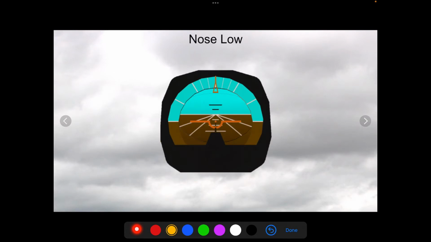For a nose low attitude, again, now the center of this artificial aircraft is in the brown. It's below this artificial horizon. So if we could see out the window like this, the top of our nose would be something like this, below that horizon that we see out there. But we can't see it in this case, so we've got to use the attitude indicator. And in this case, brown is the ground. You can kind of remember that: if your artificial aircraft is in the brown, then you're pointed to the ground. You have a nose low attitude.